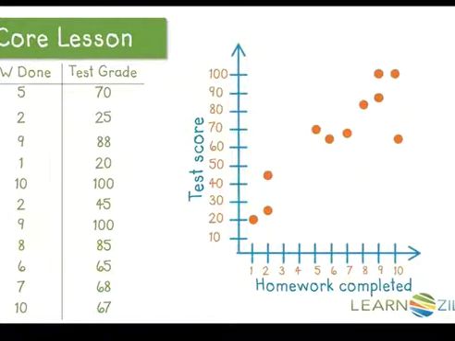Here, we have plotted the points represented in our table. Let's see how we got a few of them. The first student did 5 homework assignments and made a 70 on their test, resulting in this point. While the second student only did 2 homework assignments and made a 25 on their test. And that resulted in this point.